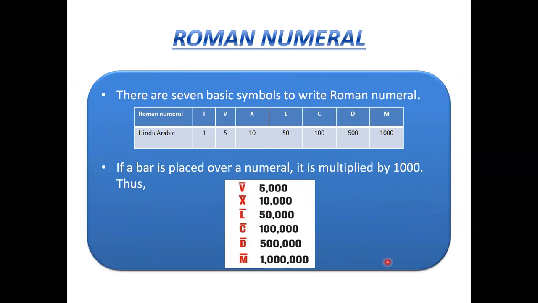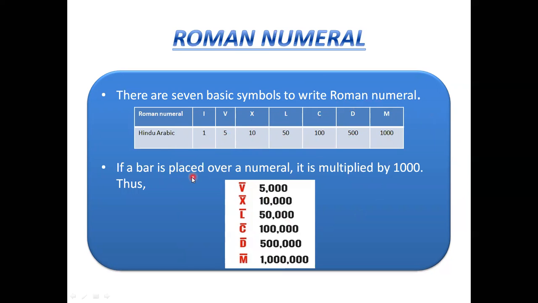Now the next topic is Roman numerals. As we have a place value chart for Indian and international, here also we have a place value chart. There are 7 basic symbols to write Roman numerals. How many basic symbols did we have for the Hindu Arabic system? Yes, very good. We had 10. And for writing the numeral, how many do we have? 7. And what are they? I, V, X, L, C, D, M. Now we will see the value for these in the Hindu Arabic system. I is 1, V is 5, X is 10, L is 50, C is 100, D is 500, M is 1000.